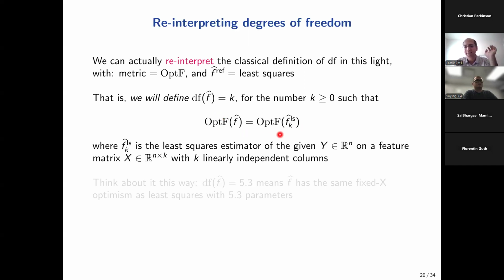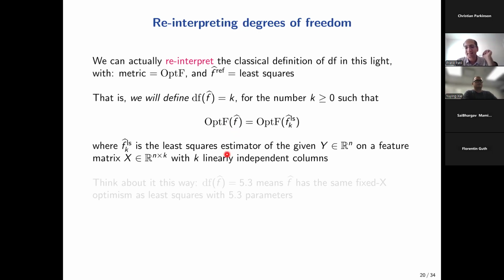Well, it doesn't need to exactly match. So we're going to say, find the k so that this optimism exceeds my optimism. It's the smallest k for which the optimism of least squares with k features is at least as large as the optimism of the given f hat.